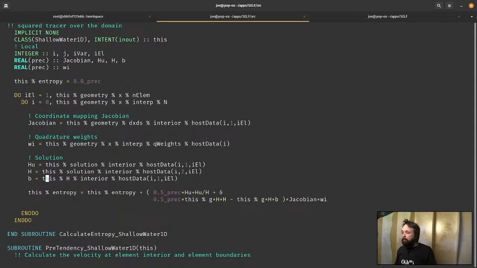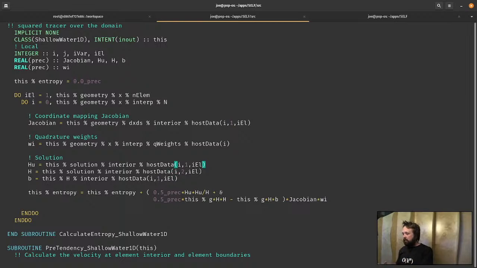So it basically loops over the grid, and we pull out HU, the volume flux. We pull out the fluid thickness H, and then the bottom topography, and calculate (HU) squared divided by H to get us H little u squared. And then we have the potential energy down here, right? And then, to do that integration over all the space, we multiply by the Jacobian and then the quadrature weights. That's really all that's going on for the entropy calculation.